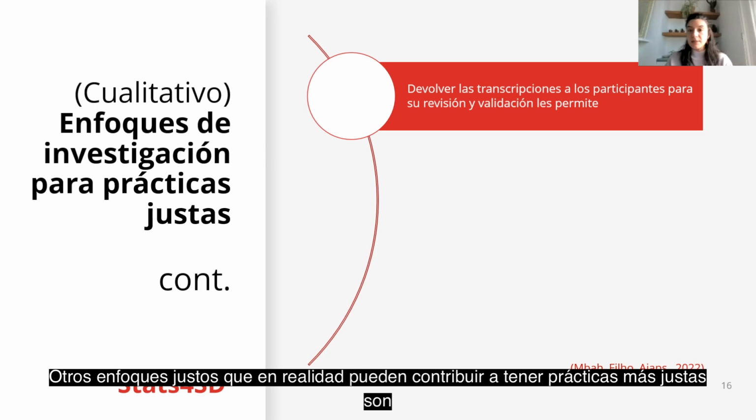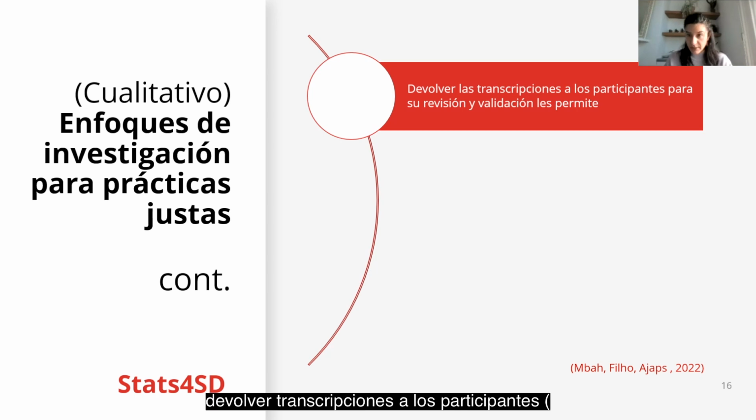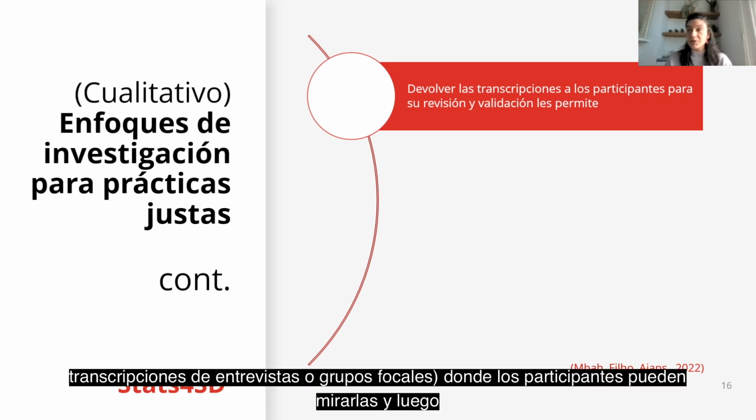Other approaches that can actually contribute to having more just practices are returning transcripts to participants. Transcripts from interviews or focus groups where participants can look at them and then validate and also provide feedback, but also agree on whether or not to include specific parts from the transcripts and to make meaning in a collaborative way.